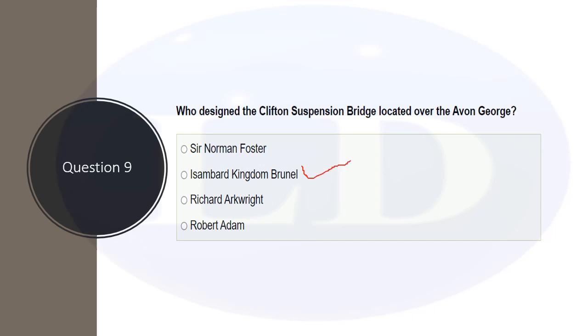Look at that. Clifton one word, suspension second, bridge third. So who is the architect? That guy also has three names. Now, the word Sir is not a name, it's just a title. So we are looking at the names of the people. When you have a question like that, you will have four options, and none of them except this person's name would be three words long. So three words, that's how you remember things.